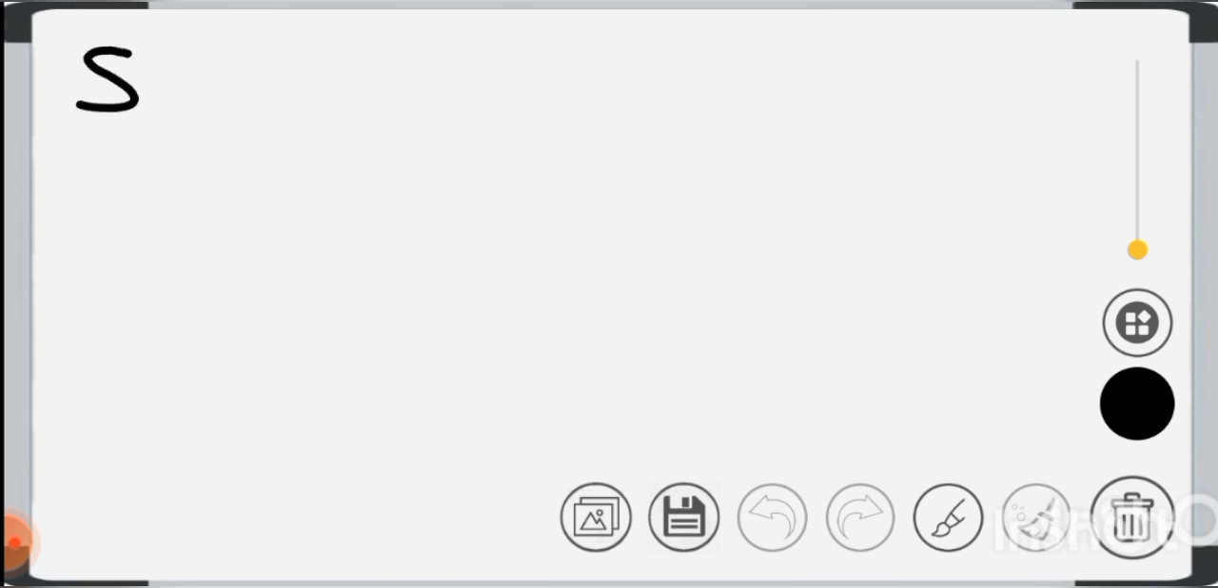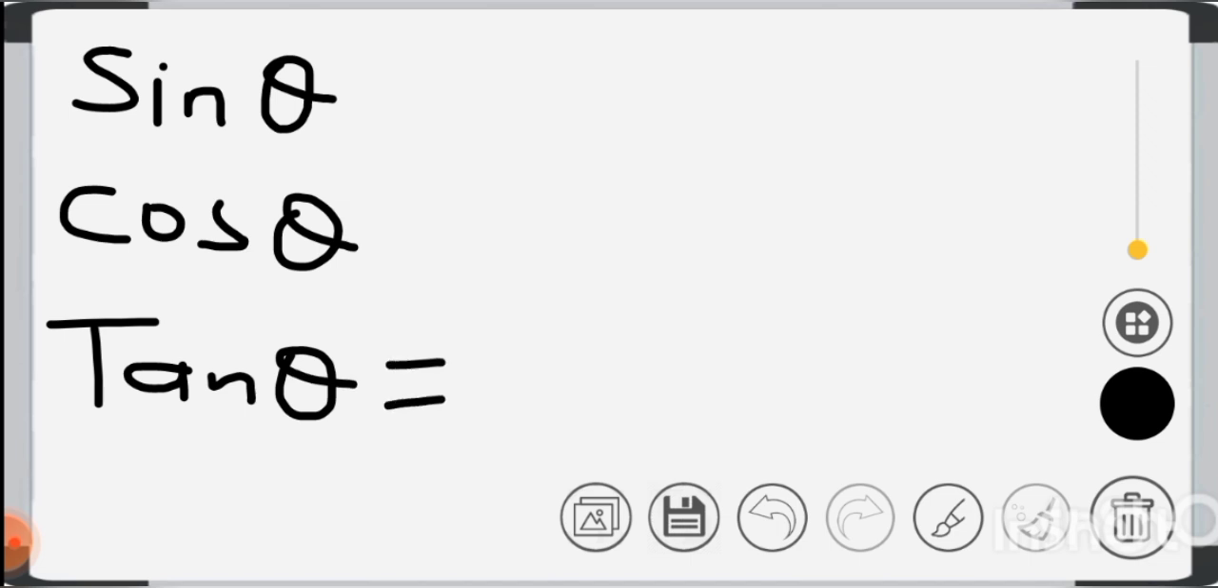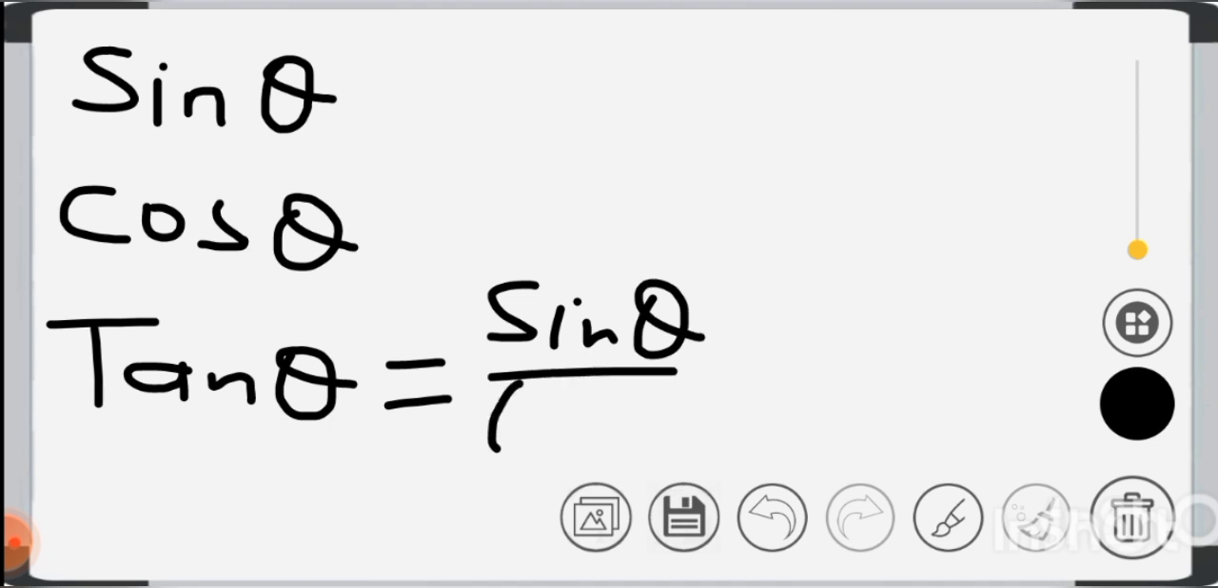So the first one, we have the sine, but sine cannot work alone. There must be an angle here. Let me call it theta. So we write it like this, sine theta. That is sine of a particular angle. Then we have another one, which is cosine, the second one, of that same angle theta. Then if you divide your sine by cosine, you're going to have tangent, which is tan. This is simply sine theta over cos theta. So please take note of that. So tan theta is equal to sine theta over cos theta.